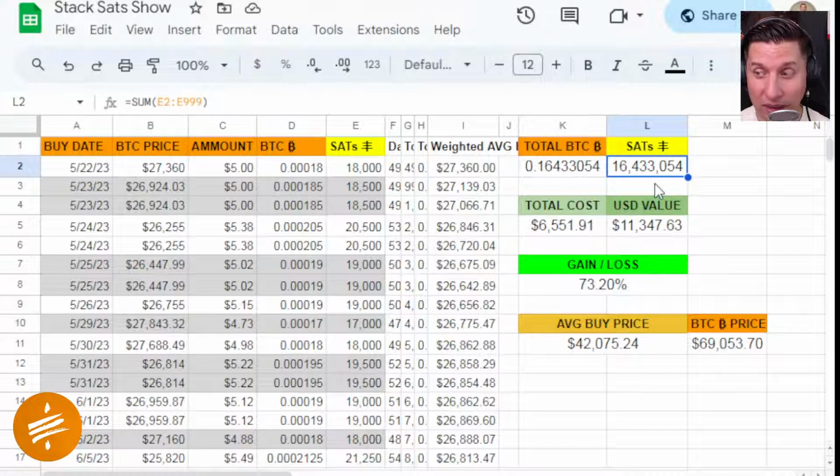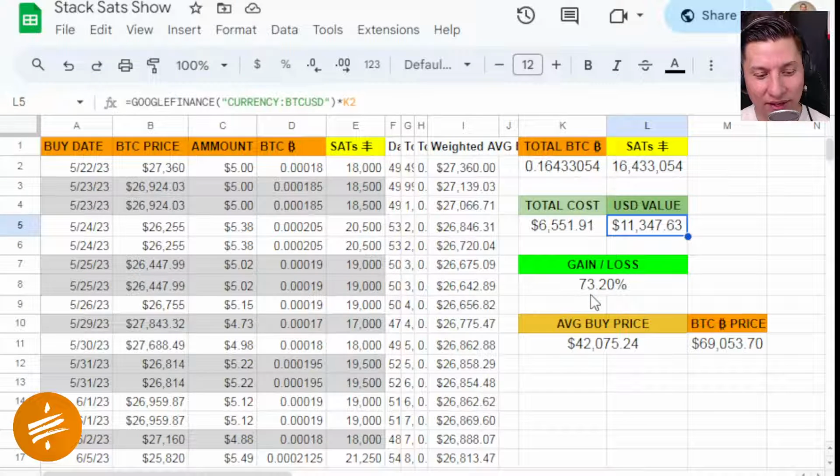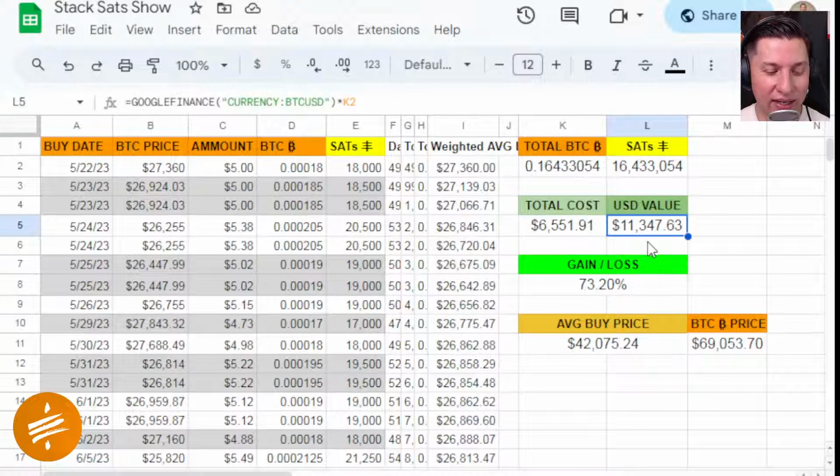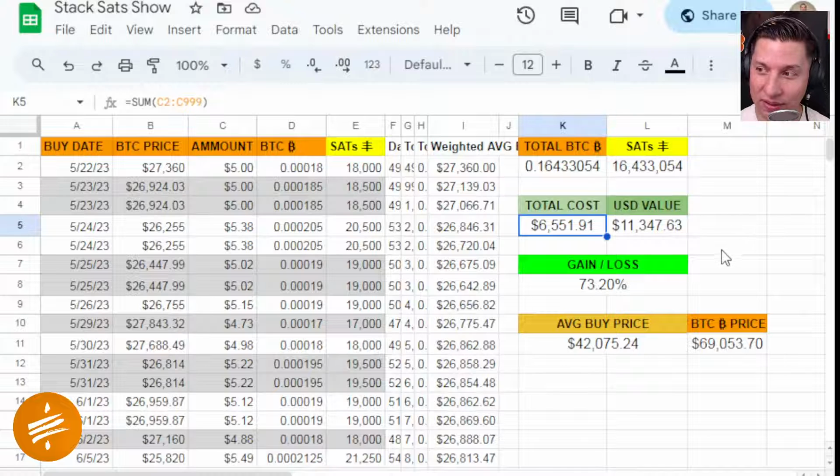If we were to go and try to buy the 16.4 million Satoshis today, it would cost us 73.2% more of today's weaker dollars to buy the same amount of Satoshis, right? The dollar has lost about 73% of its purchasing power against Bitcoin since we started saving back a year ago. Okay, so it's going to cost us $11,347 to buy the same amount of Satoshis today that we've already bought for $6,000. Crazy, right?